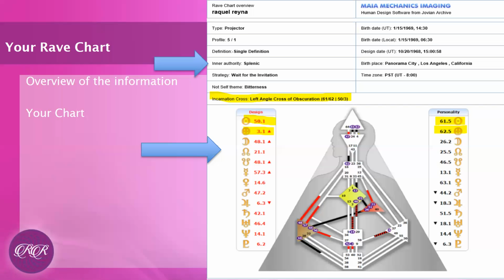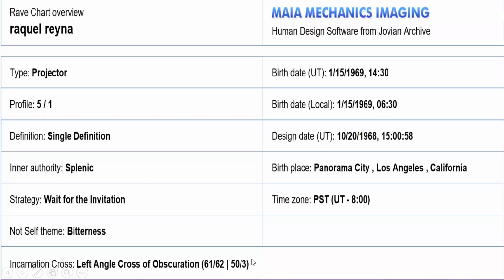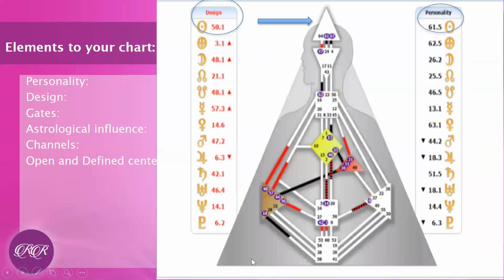Those are the areas I ask you to contemplate, because those will have an impact, but they're not the only things that are going to have an impact. There are many other aspects that are going to have an impact as well.